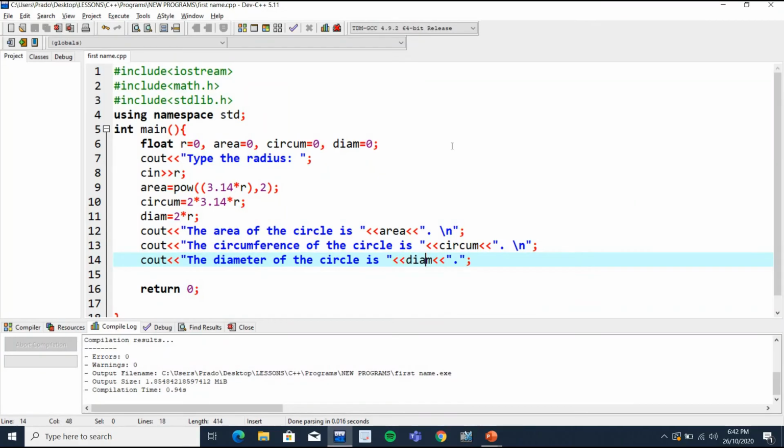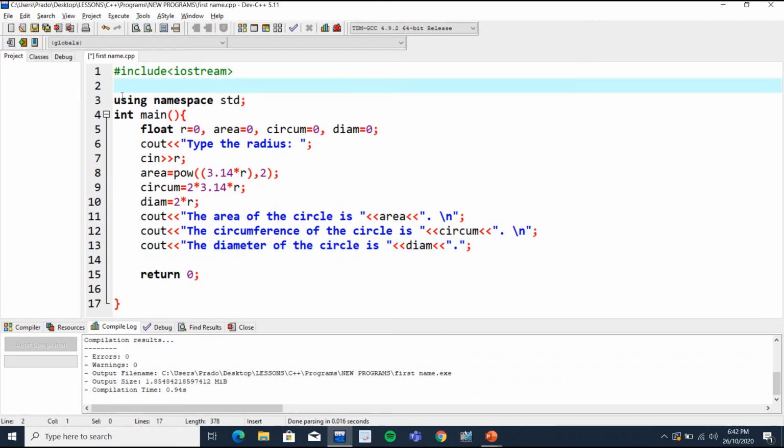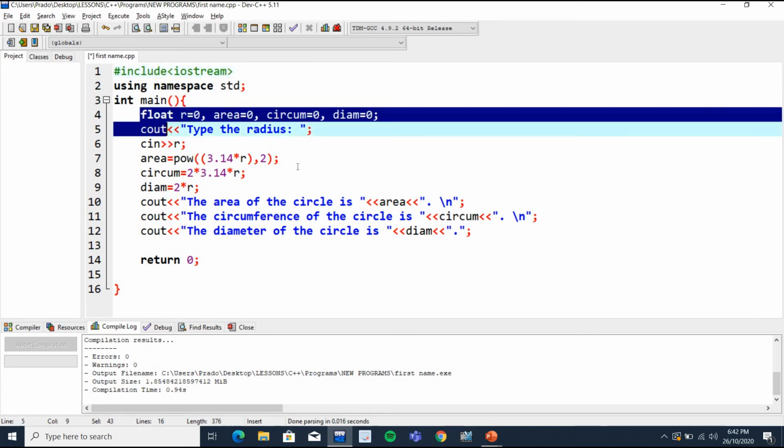So, paano ba yon? So, i-delete po ulit natin yung #include dito, kasi hindi naman natin kailangan. And then, delete natin yung pinakalaman.